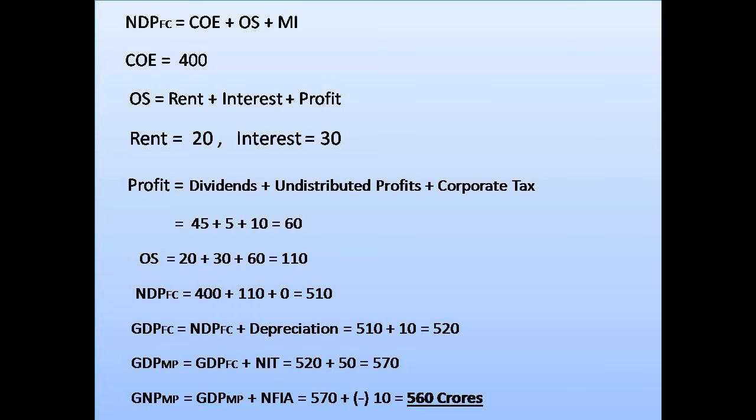From this we can calculate GNPMP, gross national product at market price. GNPMP is equal to GDPMP plus NFIA, net factor income from abroad. How much is GDPMP? 570. And NFIA is given in the problem, it is minus 10. So 570 plus minus 10 we get 560 crores. So our answer is 560 crores. GNPMP is 560 crores. So we first calculated NDPFC and from there we reached the GNPMP. I think it is clear to you.